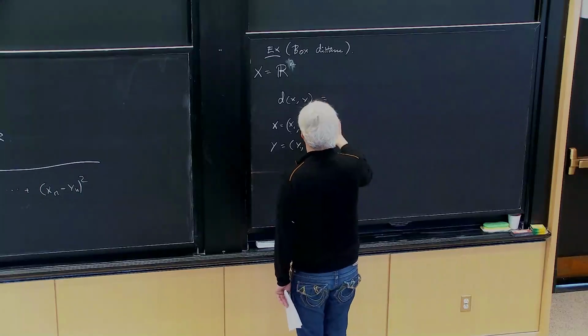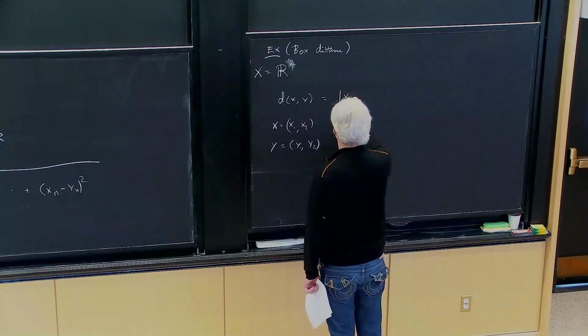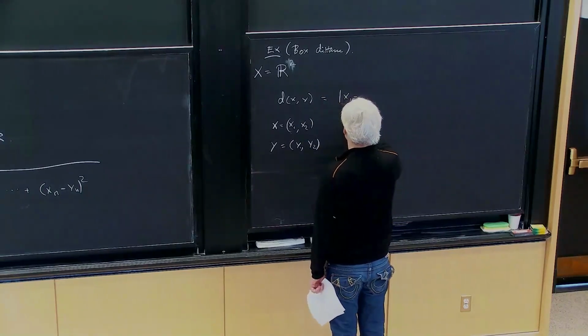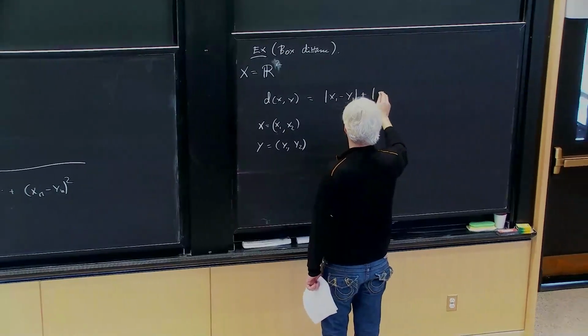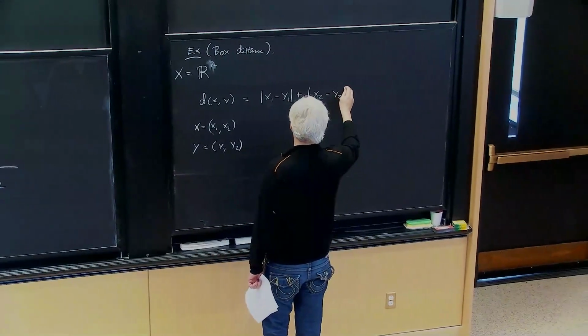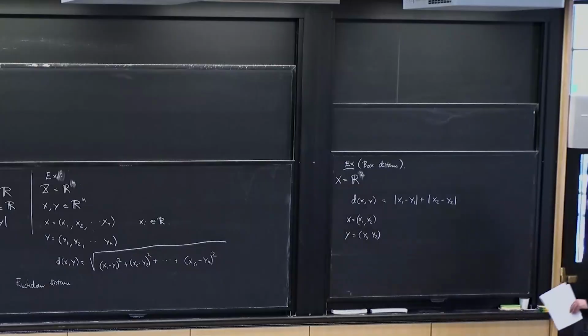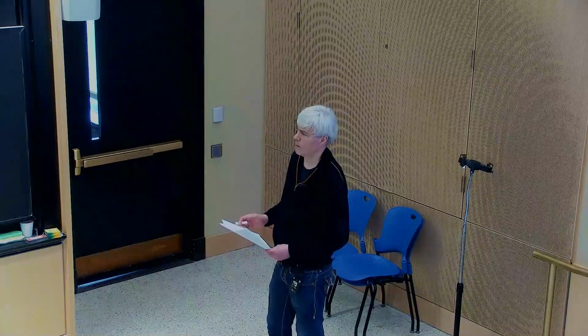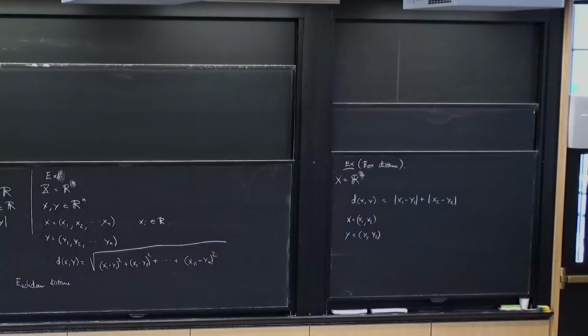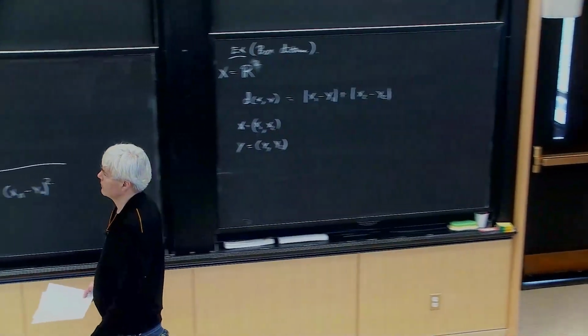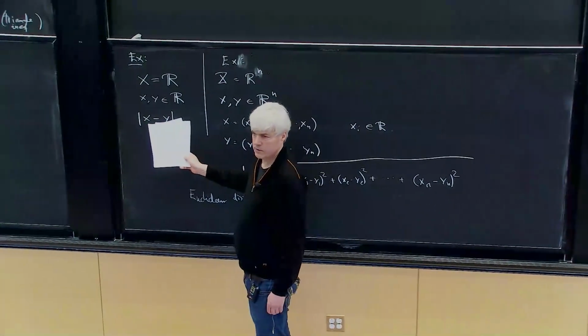And then this distance here is the sum of these distances. So it's the absolute value of x1 minus y1 plus the absolute value of x2 minus y2, like that. Right, and this is clearly, again, symmetric. It's clearly non-negative. It's clearly equal to 0 if and only if x and y are the same. And the triangle inequality, well, that just follows quite easily from the triangle inequality for this distance. Okay.